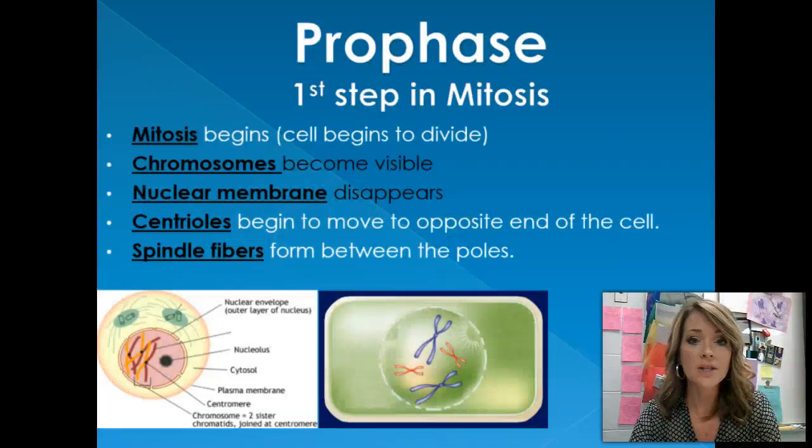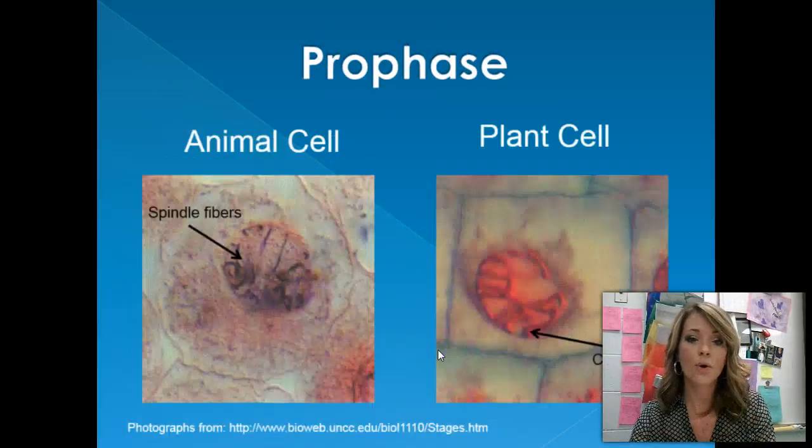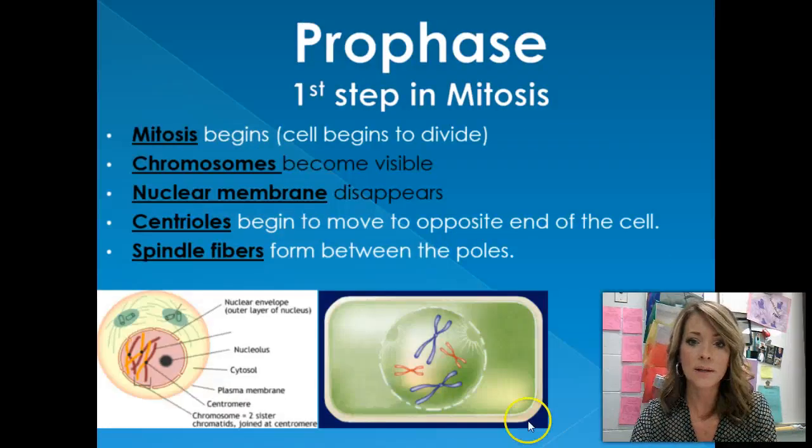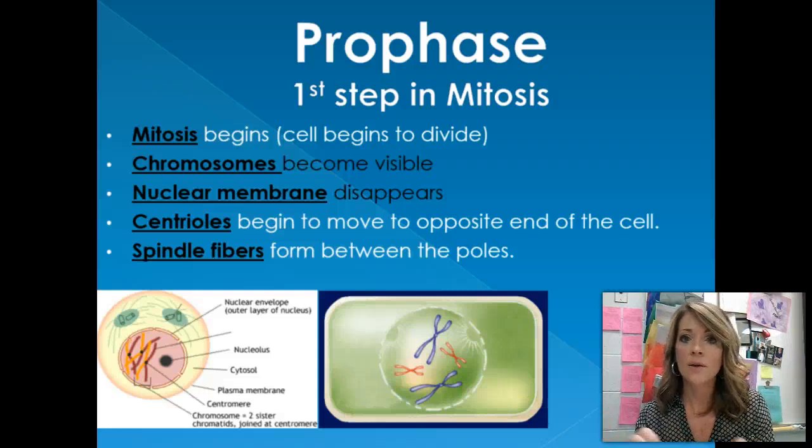In the next stage, in prophase, that's the first part of mitosis, the first stage of cell division, the cell is going to start dividing. And this is the point where the chromosomes really become visible. So instead of having that stringy chromatin, the chromosomes aren't the chromatin anymore.